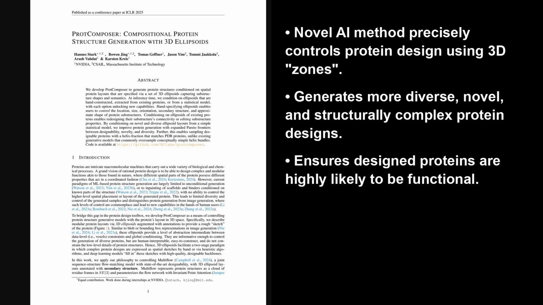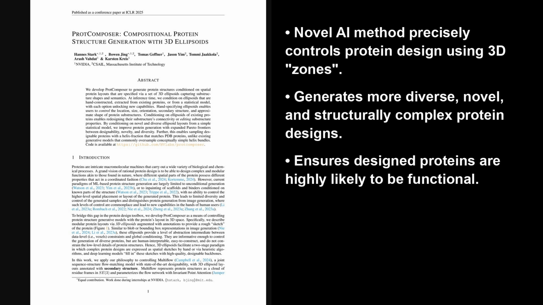We're looking at an ICLR conference paper, ProtComposer, Compositional Protein Structure Generation with 3D Ellipsoids, published a few months ago on January 22nd. This paper offers a new way for AI to design proteins with much better user control. It fine-tunes a specific kind of AI, a flow-matching model, which excels at creating complex structures and uses SE3 residue frames. These frames are precise 3D descriptions of a protein's parts.